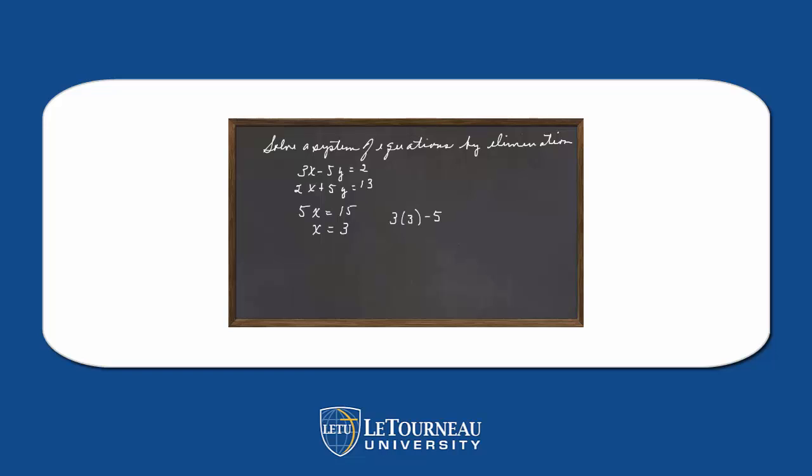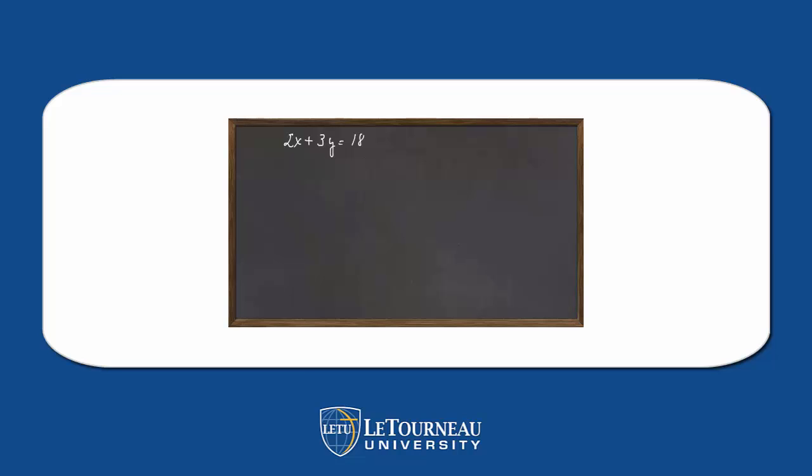Notice in that system, all we have to do is add the two equations together and we've eliminated the y's. 5x equals 15, x equals 3. We back substitute and we get that y is 7/5. So our solution is (3, 7/5).